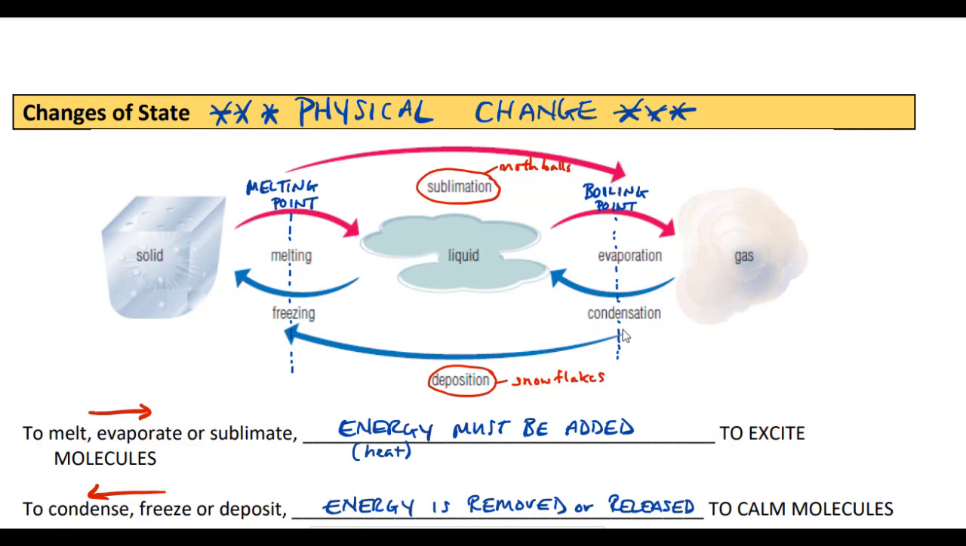So boiling point, condensing point, exact same number. Melting point, freezing point, exact same number. It just depends which direction you're going or what you're going to call it. Every substance has its own unique melting point and its own unique boiling point.